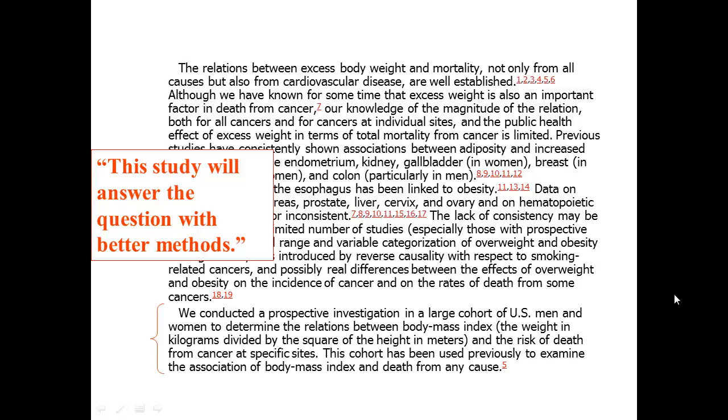And they also tell you that this cohort's been used previously, so they're kind of verifying that this is a good data set. They're looking at BMI rather than just kind of arbitrarily categorizing overweight and obesity. They're looking at all these different cancers. Their investigation is prospective. So that's all the ways that they're doing better than the previous studies, and they're hoping to be able to answer some of these questions.